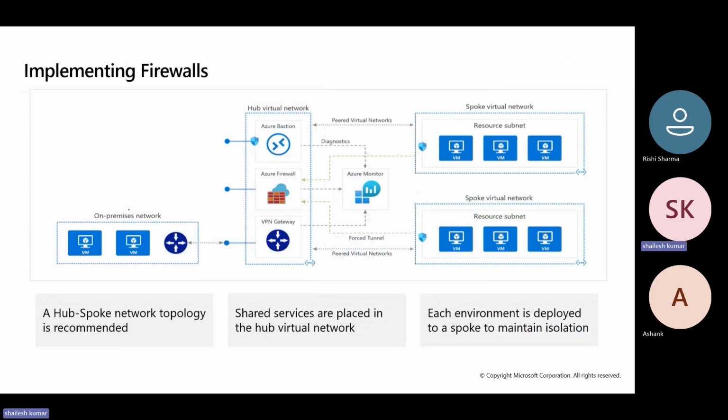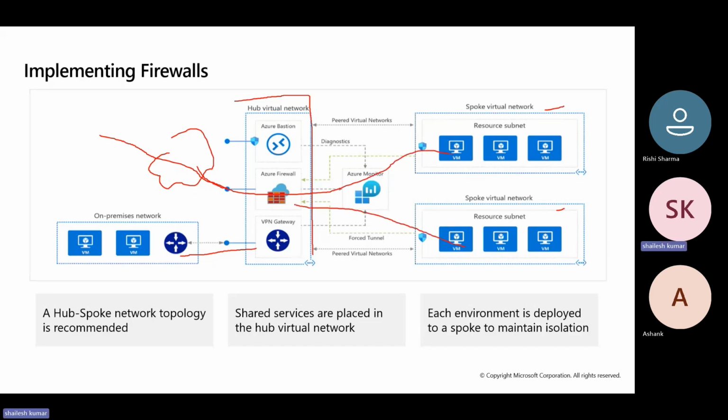Same implementing the firewall, same diagram in a different way. So you have a central or hub virtual network. Within that you have VPN gateway. It means VPN that has connectivity to on-premise. You have the firewall. You have the backend service also. All the common services you should place under the hub network. Then you have the spoke network like production or development. So all the communication from anyone coming from internet must go through the firewall, all the traffic. Similarly, any traffic going to internet must go through the firewall.